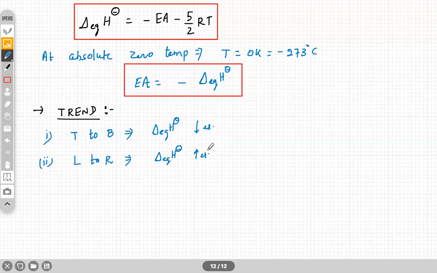The reason is, going left to right, size decreases, atoms become smaller, and it is easier to add an electron onto the smaller atoms because we have more electrostatic pull towards the nucleus. So the reason for the second point: Z effective increases, size decreases, and it is easier to add an electron on a smaller atom. The other way, if you think top to bottom, size increases, and it is difficult to add an electron. That's why delta Eg H negative decreases.